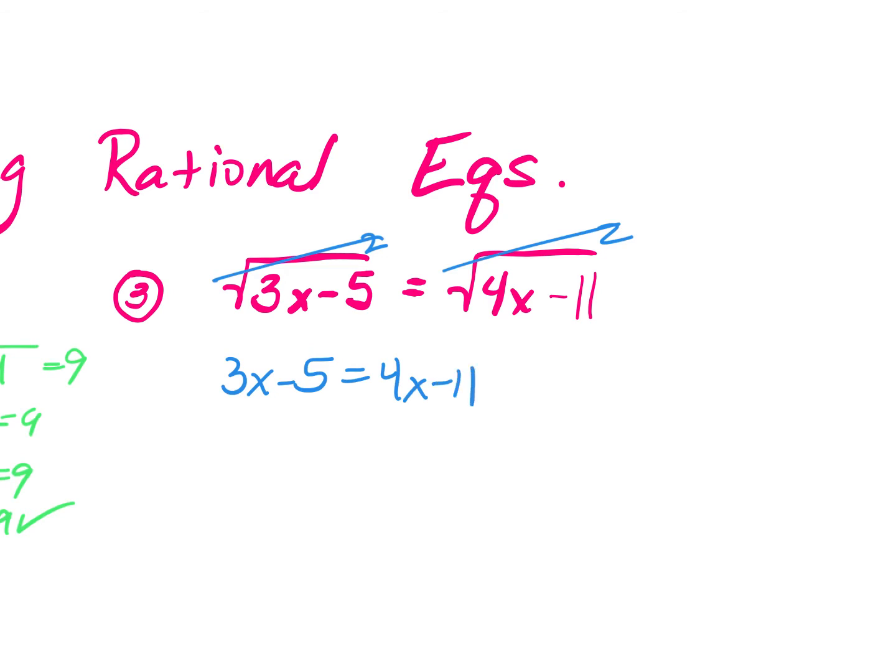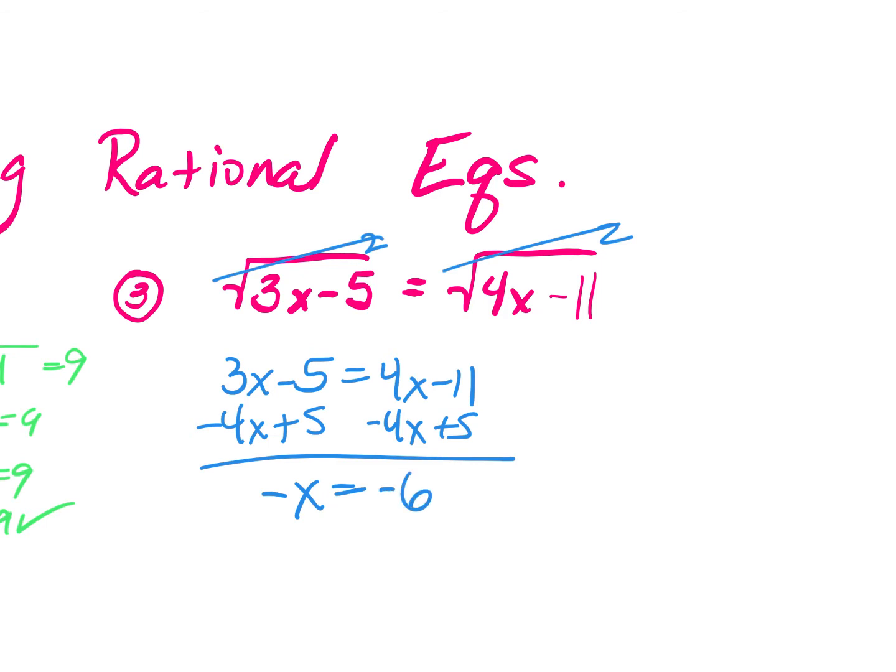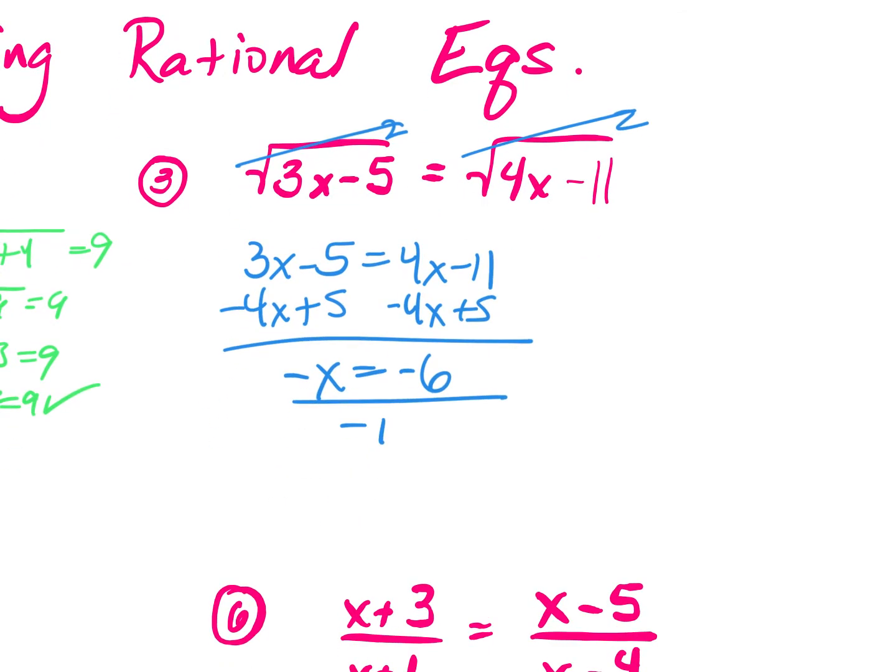We're going to move variables to one side and numbers to the other. So I'm going to subtract 4x because I like my variables on the left-hand side. I'm going to add 5. So we have 3x minus 4x gives me -x equals -11 plus 5 is -6. Divide both sides by -1, and we come out with x equals 6.